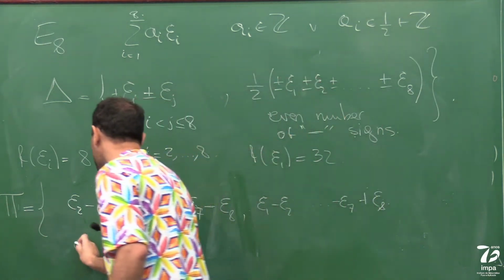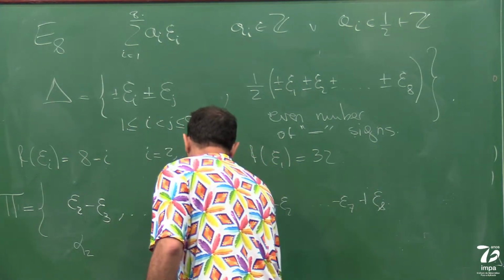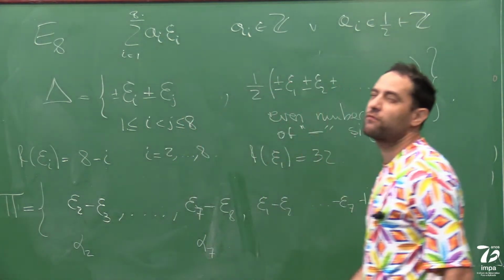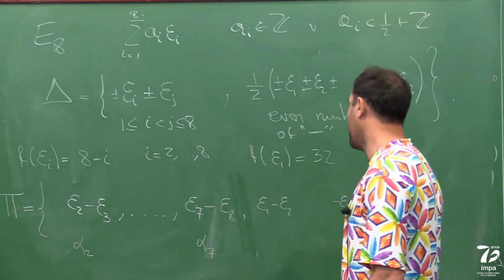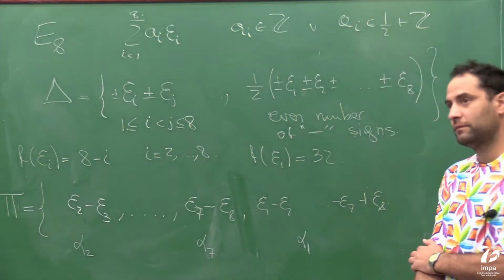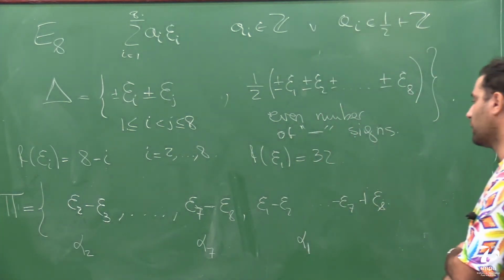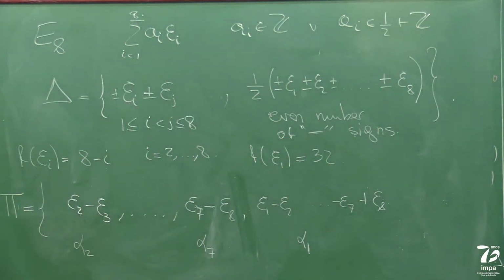So if I call this guy alpha 2, just because it starts with a 2, and I call this guy alpha 7, probably I'm going to get the wrong ordering for the roots. It doesn't matter. This is just a matter of labeling. And I'm going to call this guy alpha 1. Okay? So it's clear that these are linearly independent. But now there are 7, and the root system has dimension 8. So I need one more.